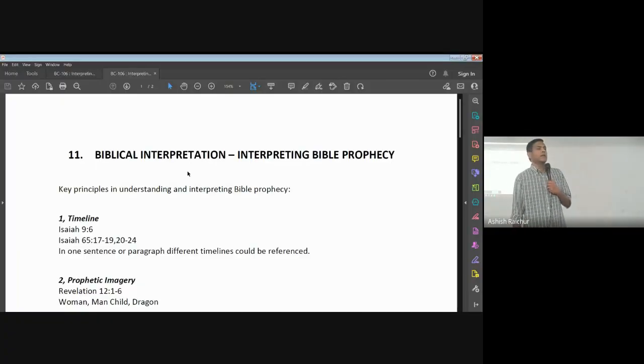Let's go to the next chapter. Let's see if we can cover this. A very challenging part for us is to interpret prophetic scripture, Bible prophecy. We'll give some guidance on how to interpret Bible prophecy. And of course, in second year, we have a full course on the end times. Then in the third year, we go through the book of Daniel verse by verse and the book of Revelation verse by verse, where we will be applying all of these principles.